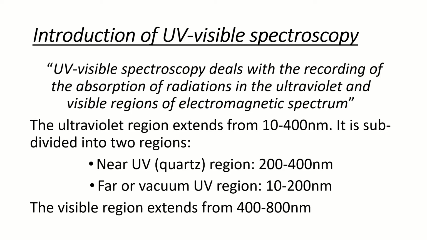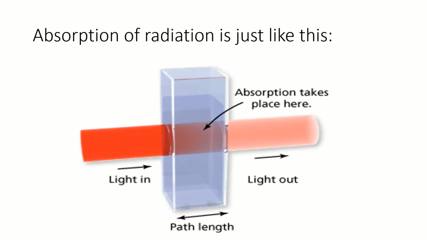The visible region extends from 400 to 800 nanometer. UV visible spectroscopy is an electronic spectroscopy, excitation of ground state electrons to excited state by means of absorption of radiation. Organic chemists use UV visible spectroscopy mainly for detecting the presence and elucidating the nature of the conjugated multiple bond or aromatic rings. Look at this.